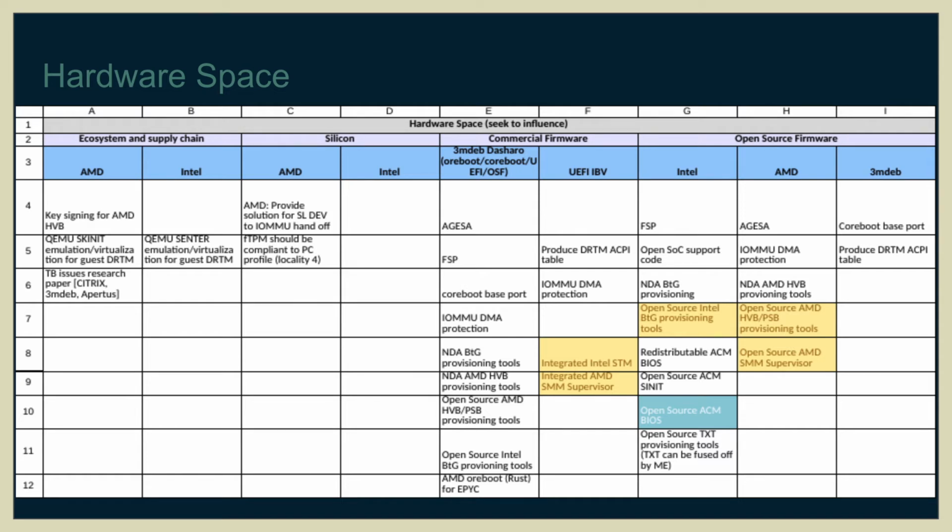So moving into the open source firmware, these are more areas where we still need things from the silicon providers, more so than things we're going to produce for the open source firmware community. Specifically to Intel and AMD both, open up your provisioning tools and provisioning process for the equivalents of BootGuard on Intel and HVB on AMD. We need to get third-party open source firmwares able to use these technologies.